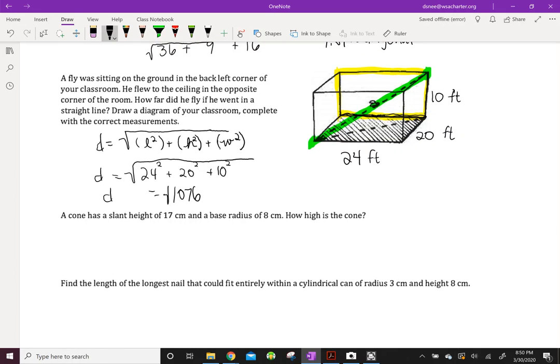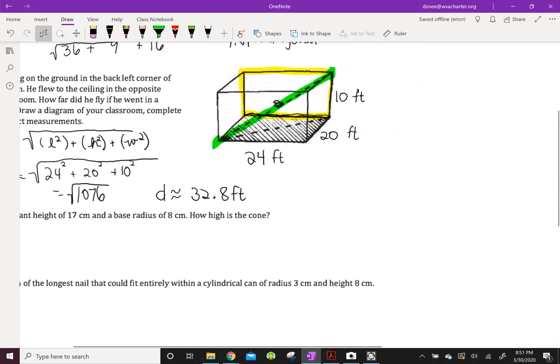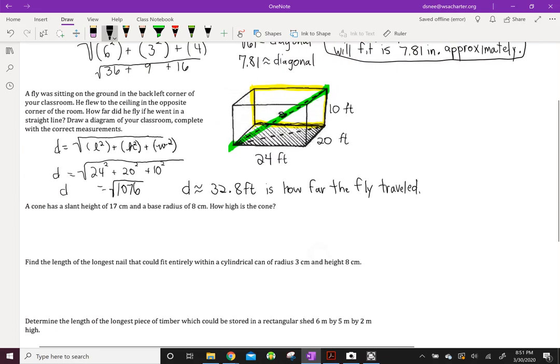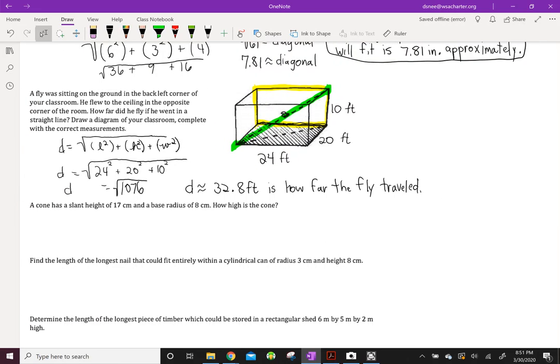So D is approximately 32.8 feet. And that's how far the fly went. 32.8 feet is how far the fly traveled. Okay, and that's the second one. Now we're going to look at another one.